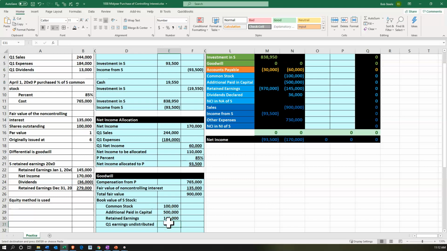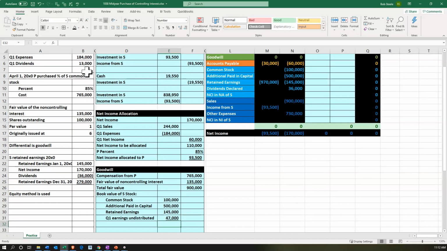So I'm going to do that. This is going to be equal to sales minus the expenses. That would be, I believe, 60,000, same calculation here. And then we're also going to remove the dividends that went out of that 60,000, the 13,000 dividends that P is not going to be taking part of. So that's going to give us the book value for April 1st. April 1st book value. It's not a joke here. This is what it actually is.